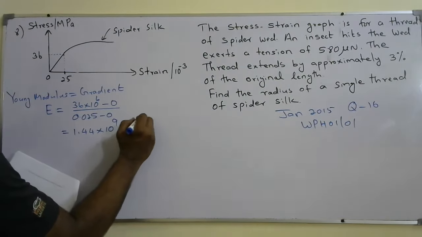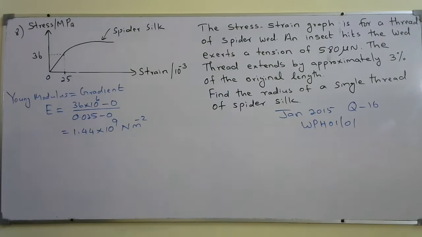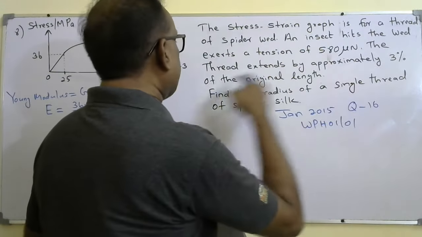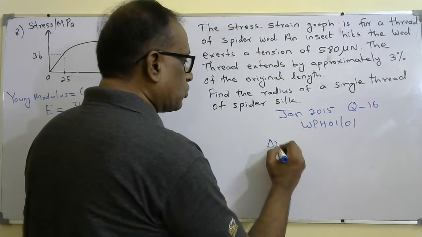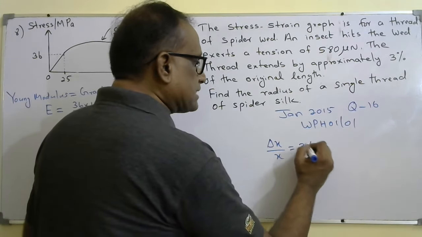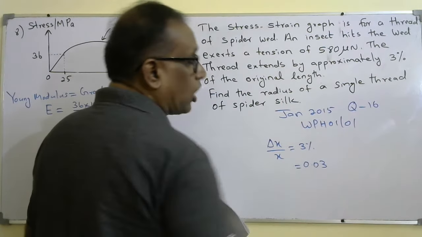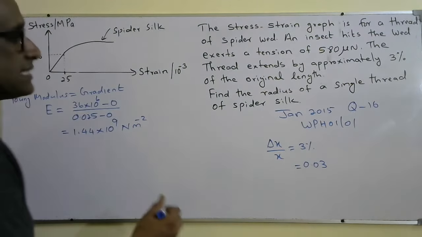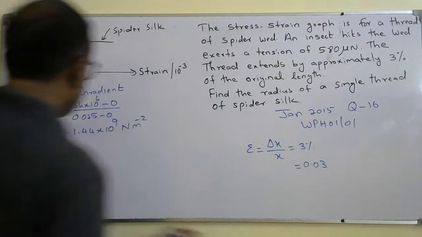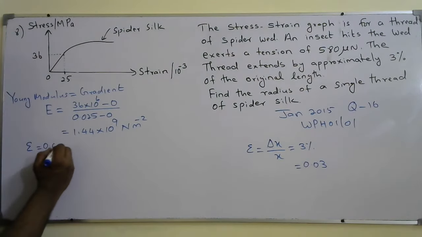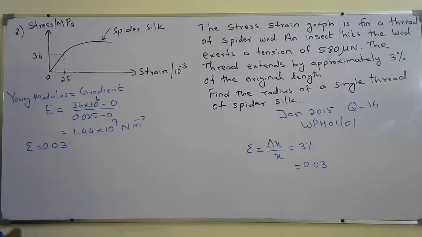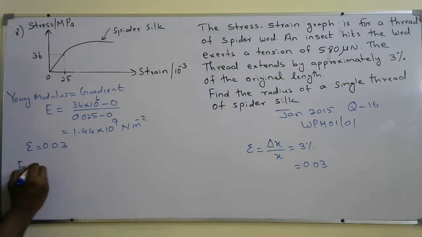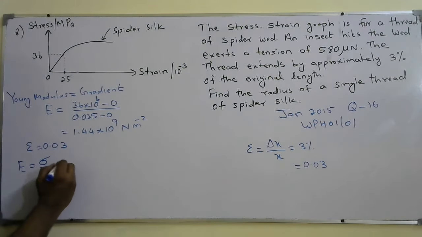Okay, so we know the strain. Thread extends by approximately 3% of the original length, means delta x over x equal to 3%. Normally we don't use 3% in the equations, we need a decimal value, so strain is equal to 0.03. Okay, so the force applied is 580 micronewton. So we know that Young modulus equals tensile stress over tensile strain. Tensile stress means force over area, and strain is extension over original length. We know the value of strain.